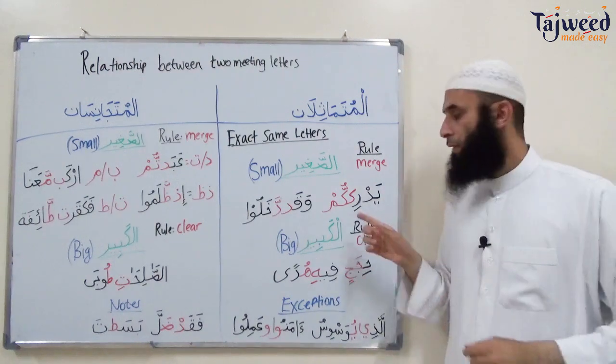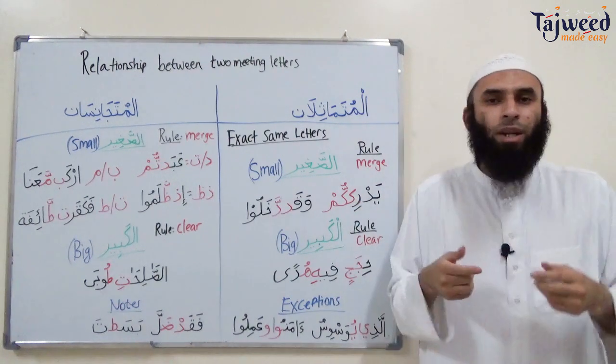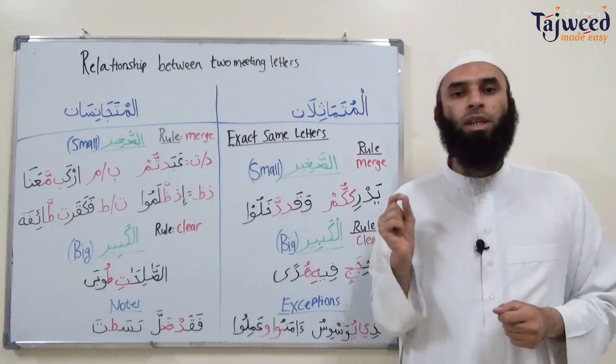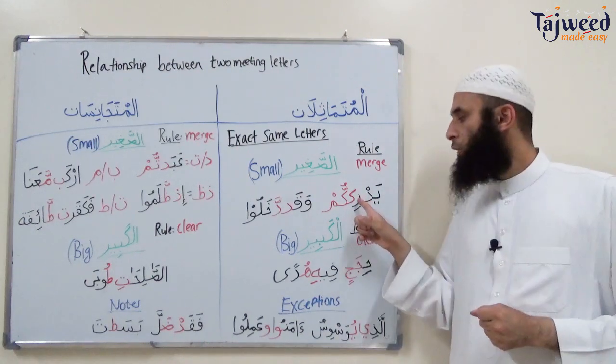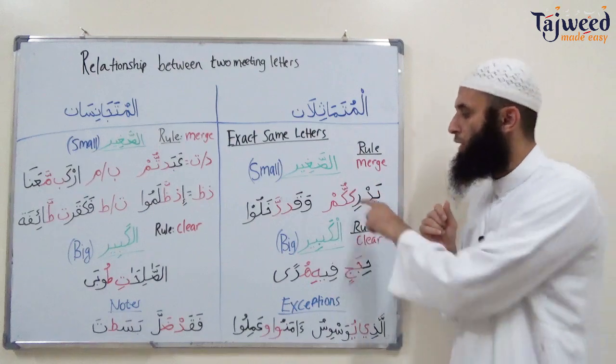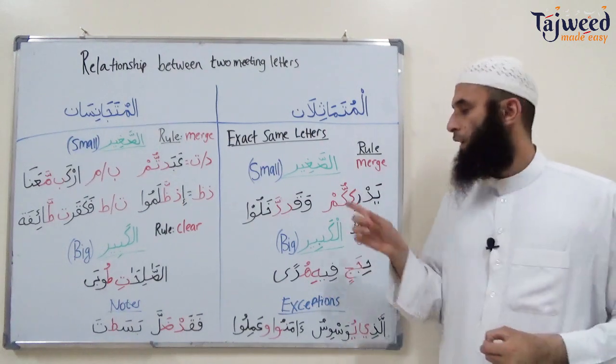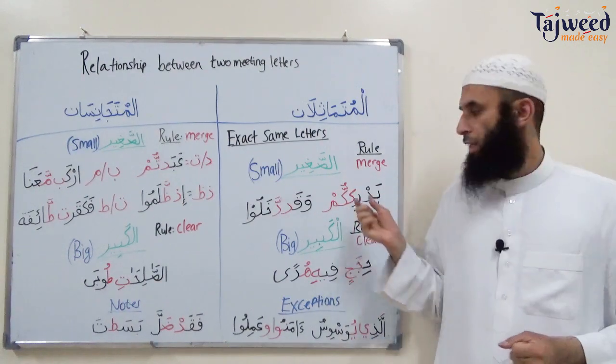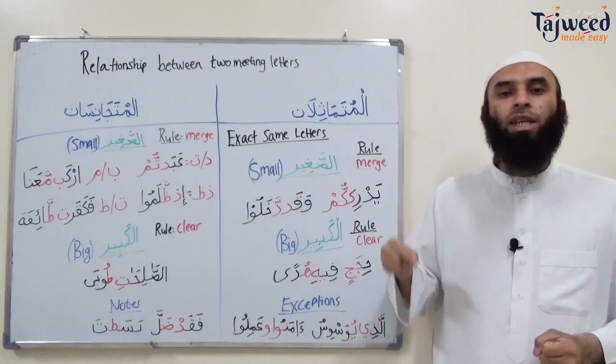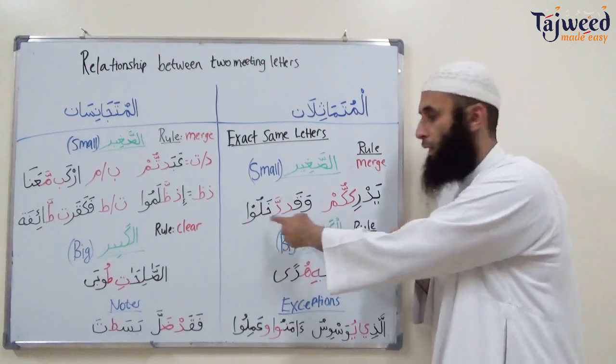For example, we have here yudrikkum. We don't pronounce it as yudrik-kum with the two kafs separate. We pronounce it as yudrikkum, merged. So this kaf would have entered the other kaf, and you normally find the shadda on the second letter. So yudrikkum. Second example.